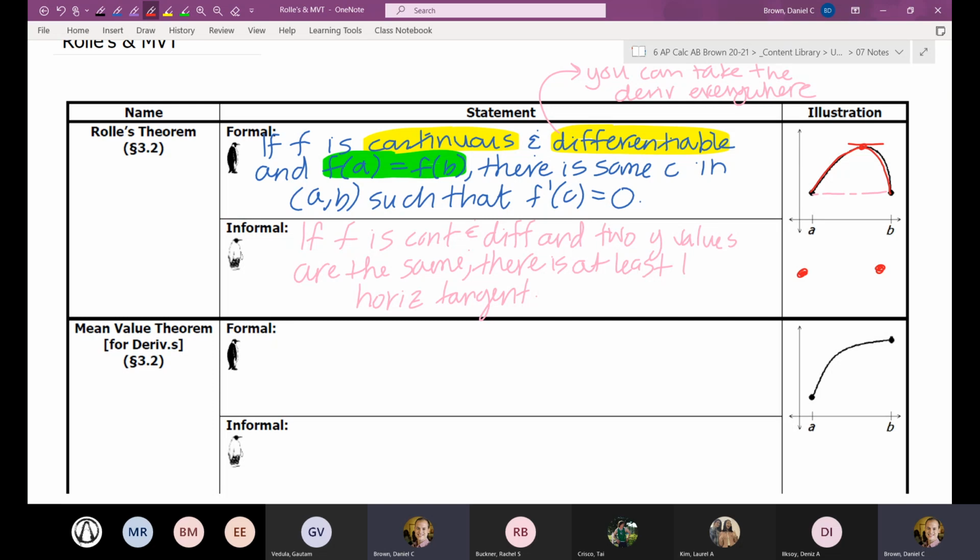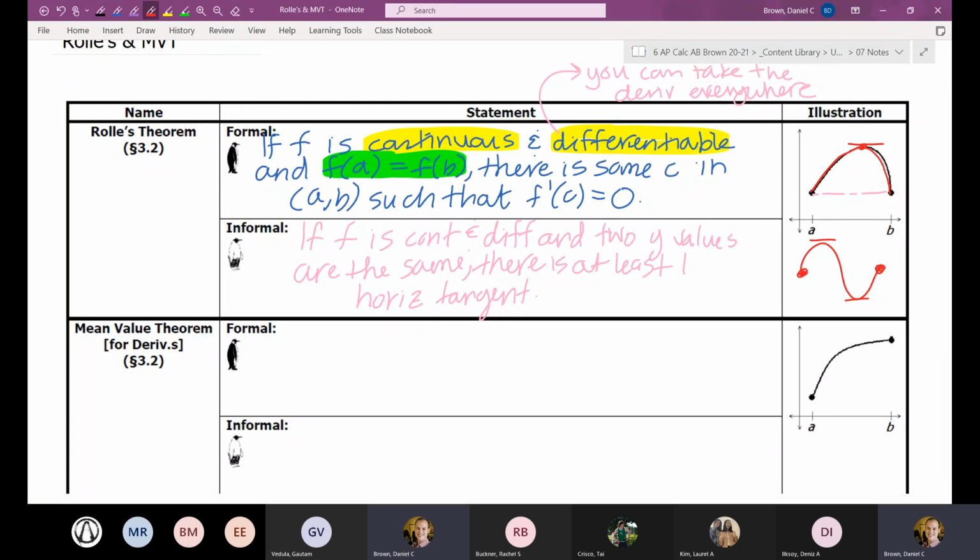There could be more than one, but I know the only way to get from one y value to the same y value is that the graph will eventually have to turn around to get back to where it started. So this is one that would have like 2 horizontal tangents, but we know because of Rolle's theorem, there has to be just one of them.